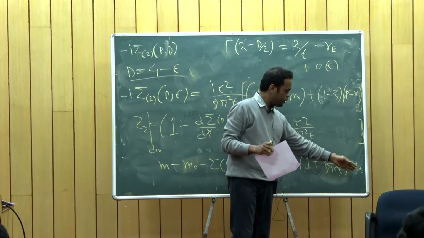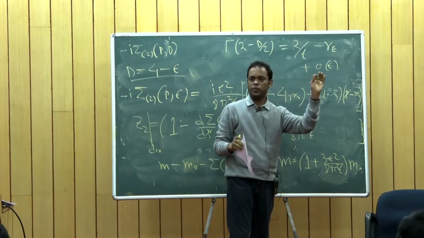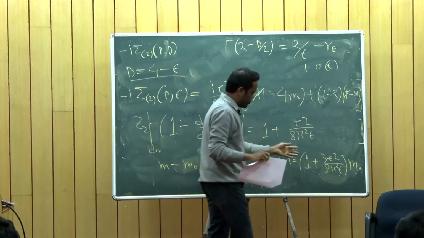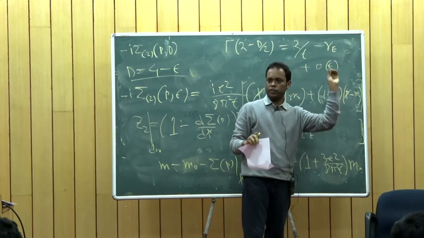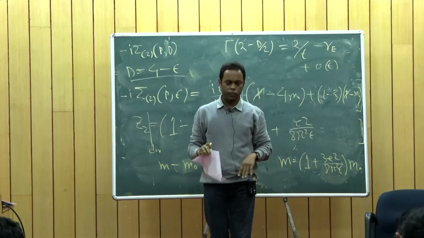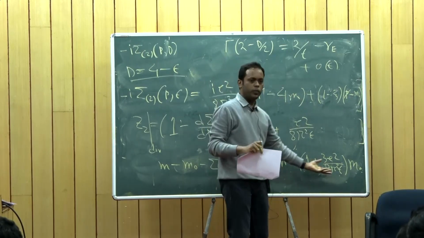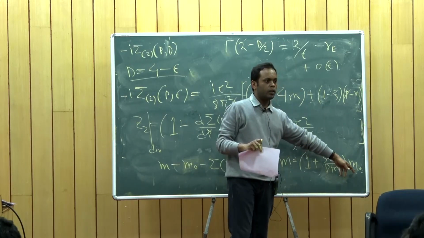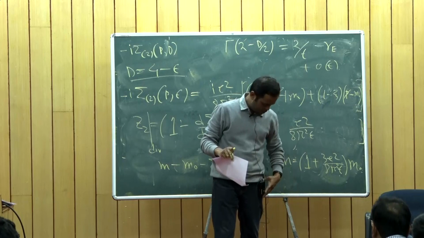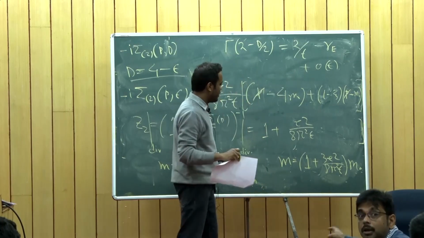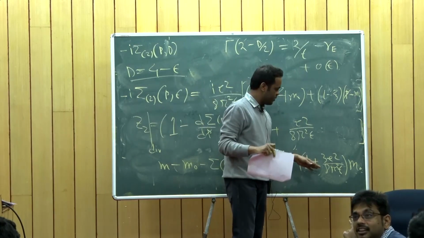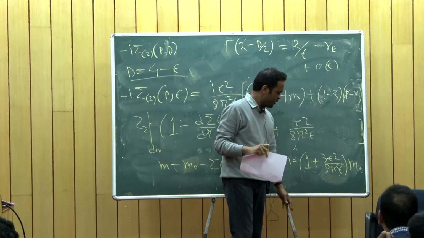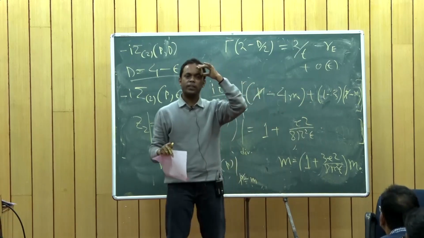Unless you say that this m naught is not a fixed finite parameter, the bare parameter in the theory. If you think of m naught as a fixed finite parameter with a fixed finite value, then the physical mass will be divergent. This only makes sense if all these are, yeah, anyway, can you hear me from the back?